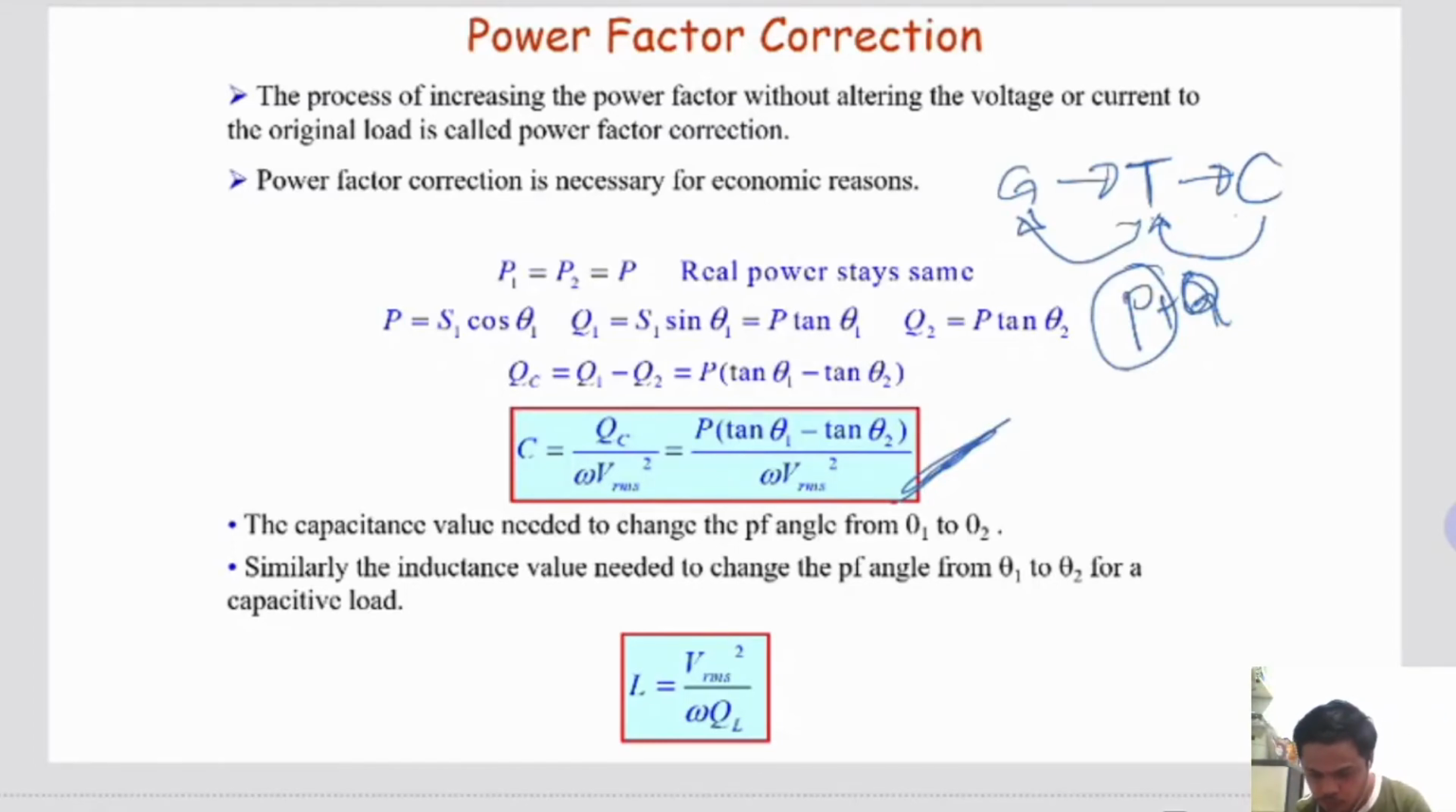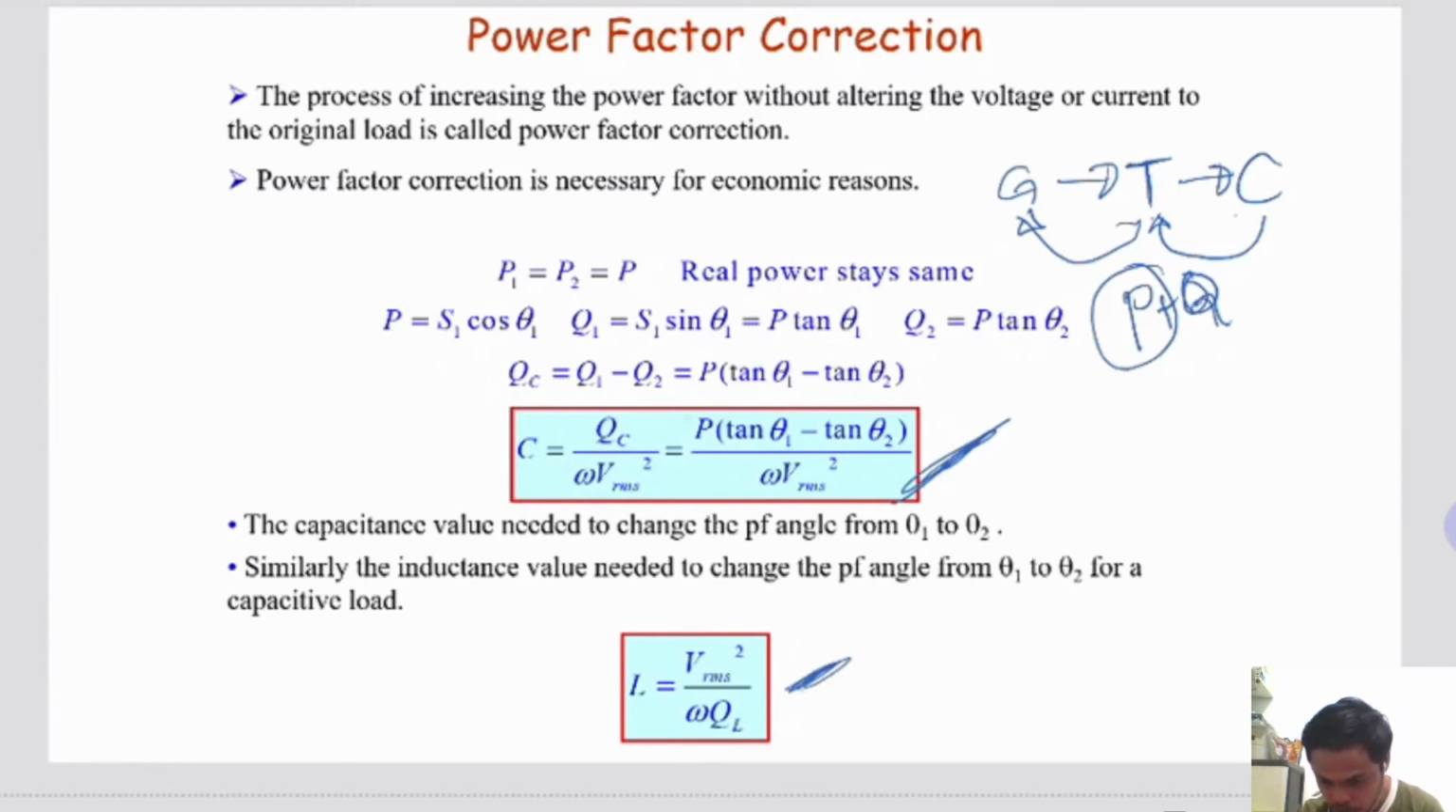Okay, the same with inductance. So if your system becomes capacitive, but this is very impossible to happen, you can also install some inductor in order to correct your power factor. So the formula for that is V RMS squared over omega QL.